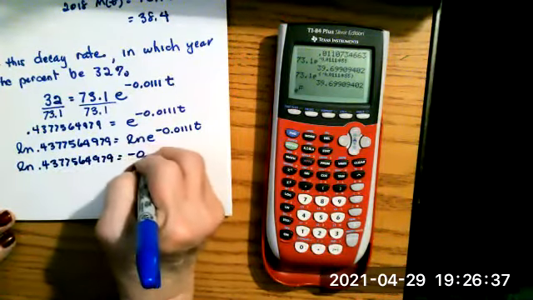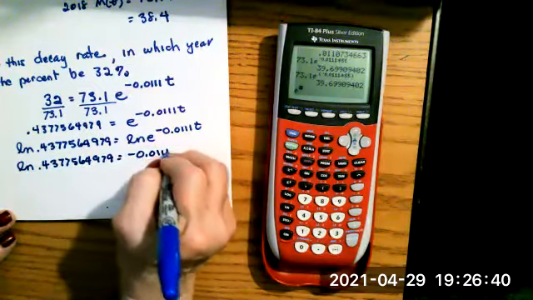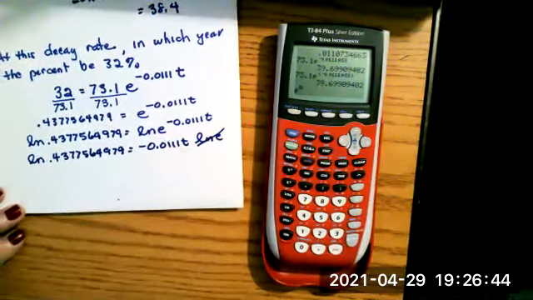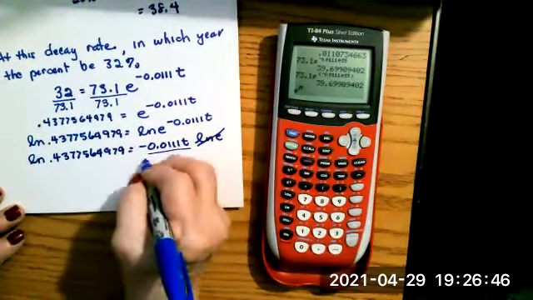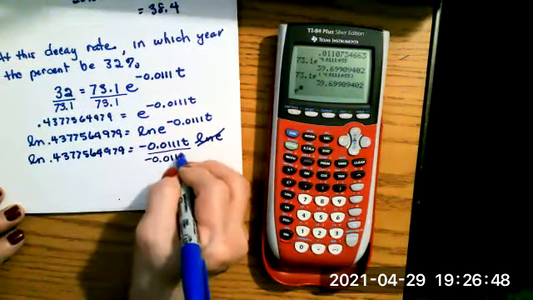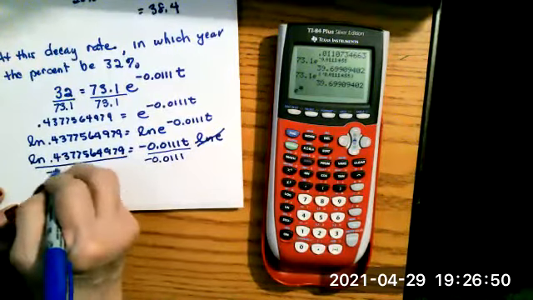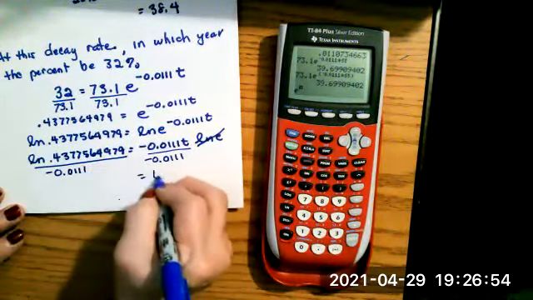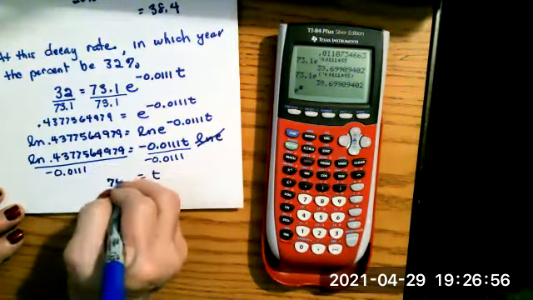Bringing that exponent to the front using the power rule, and remember, your LN of e is going to go to 1. So then your last step is to divide both sides by that decimal. So you get t is 74.